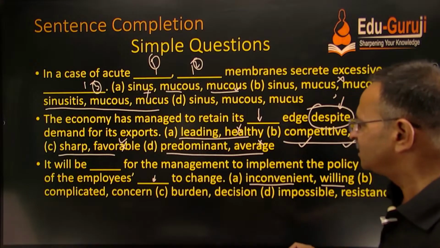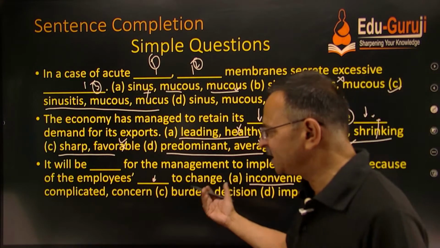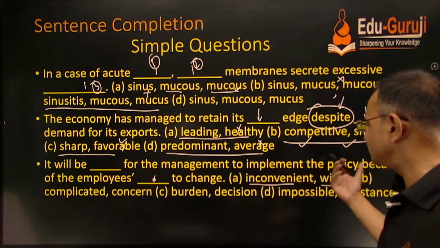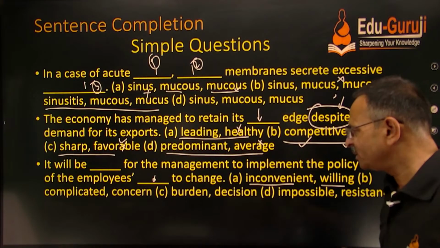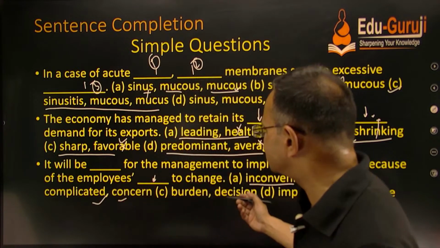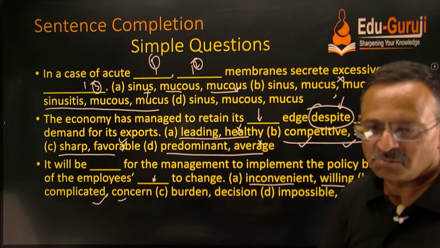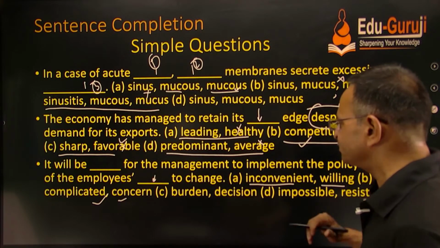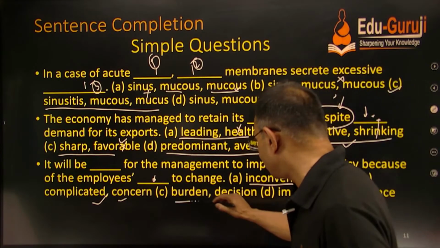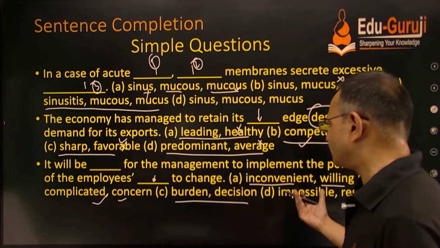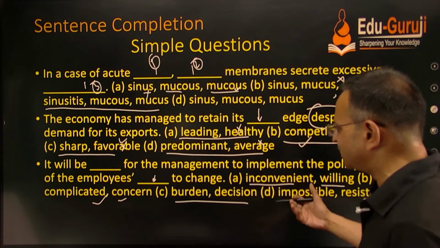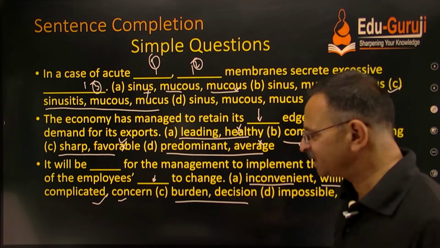Inconvenient and willing. Obviously, it looks like they have a difficulty for that. So inconvenient, willing for the management to implement, no, it doesn't sound right. Then you have complicated and concerned. Obviously, this won't work because employees are not concerned about something. And then you have burden and decision. It will be a burden for the management to implement the policy because of the employees' decision. No, employees cannot decide in the management.